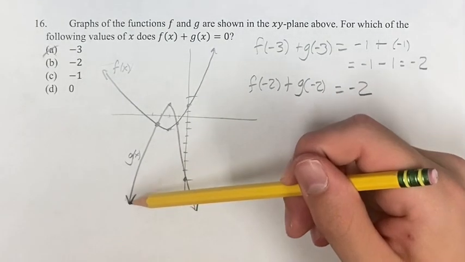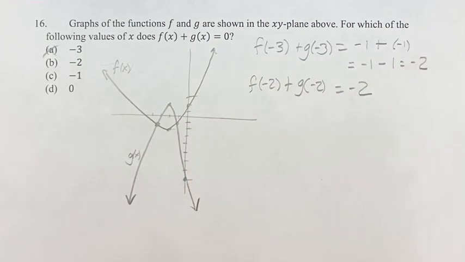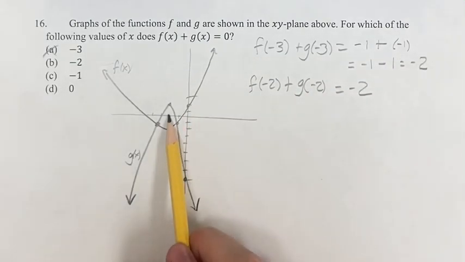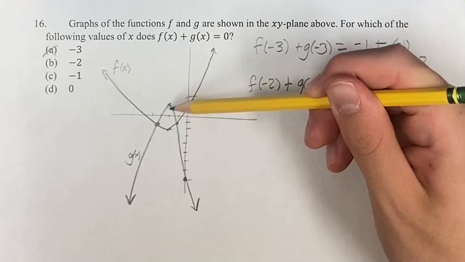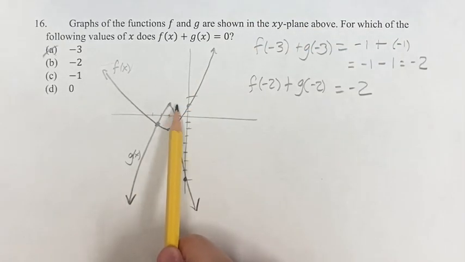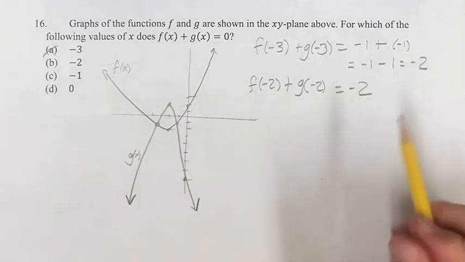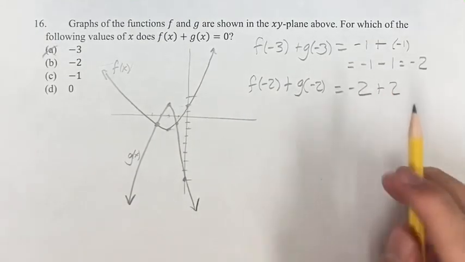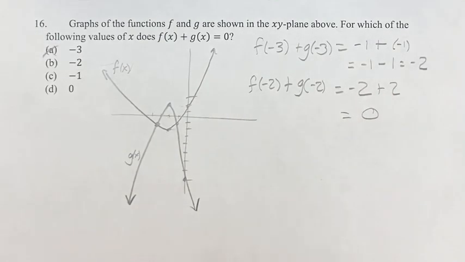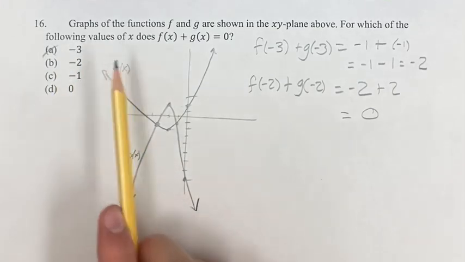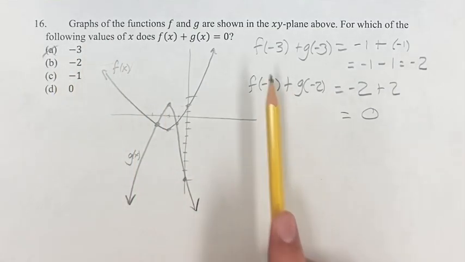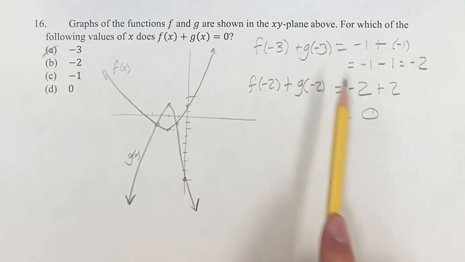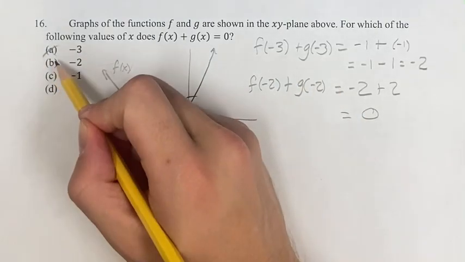g, again, this curve right here, we're going to go -1, -2 out, and then that's going to correlate with this point up here, which you'll notice correlates with the y value of 2, so g of -2 is 2. So -2 plus 2 equals 0. So therefore, for the value of x, x is equal to -2, f of x plus g of x is equal to 0, therefore -2 is your answer.